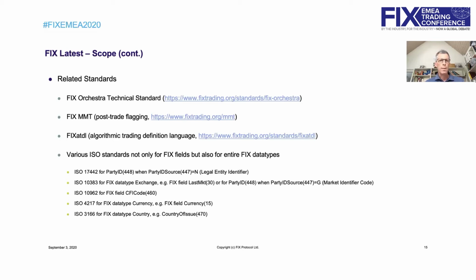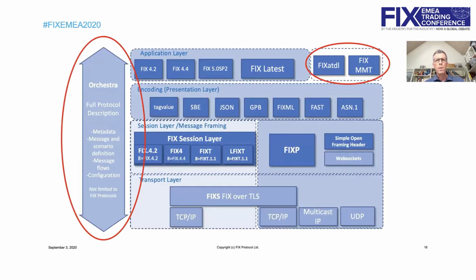So these related standards, as you can see here, FIX ATDL and FIX MMT are on the application layer, providing very specific use cases here. And Orchestra basically goes over the entire stack, where you can define not just the messages, but also workflows and scenarios. Orchestra includes the repository of messages, fields, and values, as well as an interface definition. So anything you need to describe an interface on the different layers.